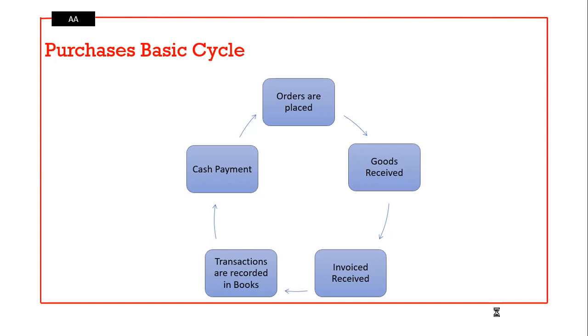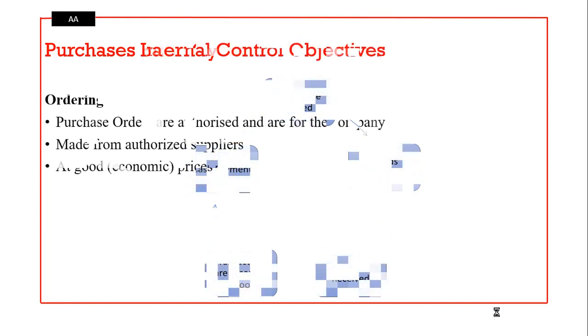purchases. So again, under your purchases, you have got a similar process compared to the sales, because in this case you're the ones who are buying. So we're going again to look at this. Orders must be made, then goods will be received, and then you will receive an invoice. The transaction should be recorded in the books of accounts, and then payment must be made.